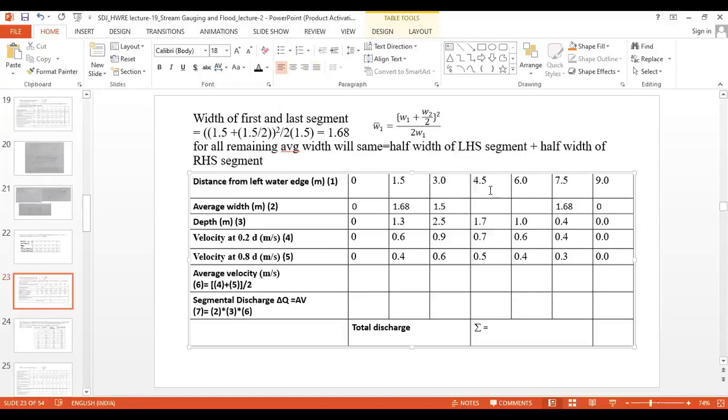Similarly for this one also, towards the left hand side of 4.5 there is a 3, means 1.5. It's a half, means 0.75, plus right hand side of 4.5 is a 6, means 1.5 is there. Half of 1.5 is 0.75, and 0.75 plus 0.75 is 1.5. Similarly for this case also it will be 1.5. Which is about average width calculation. So we did the calculations for average width over here. Okay.